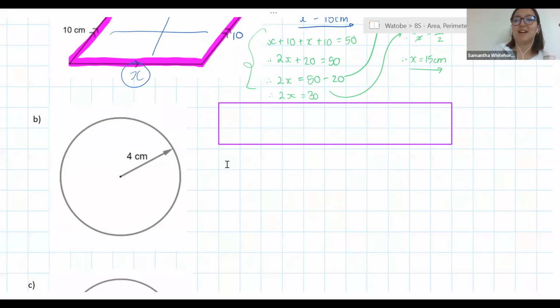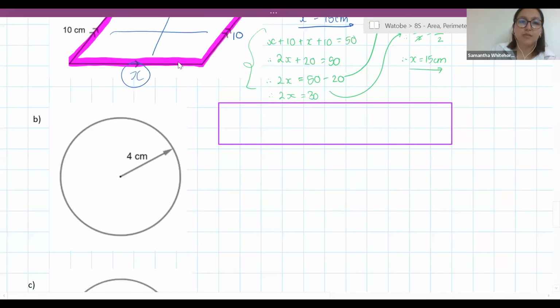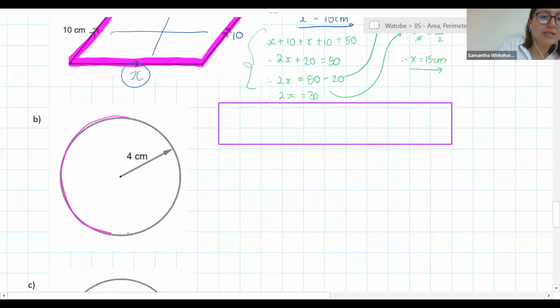Fantastic. Well done. Okay, so guys, the perimeter of a circle, we don't call it a perimeter, but this outside length of a circle is called the circumference.